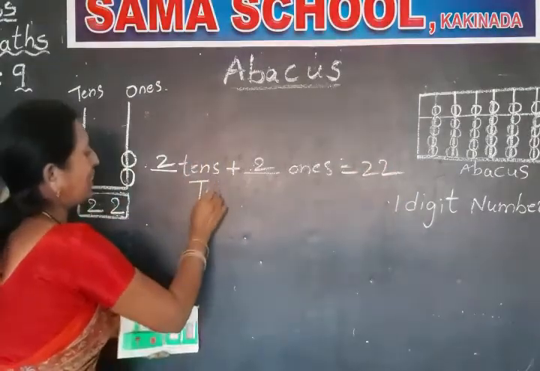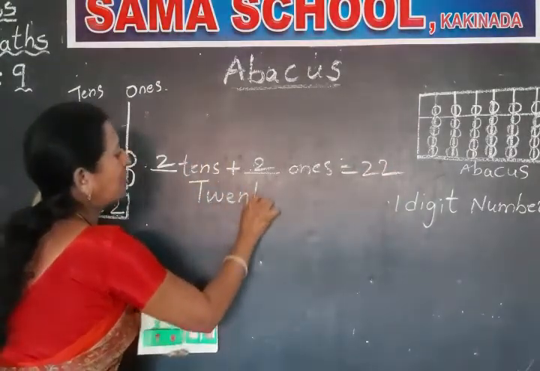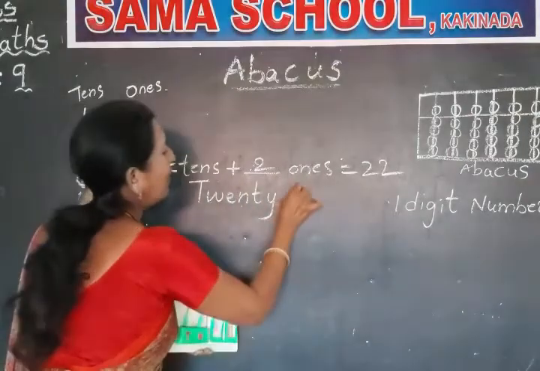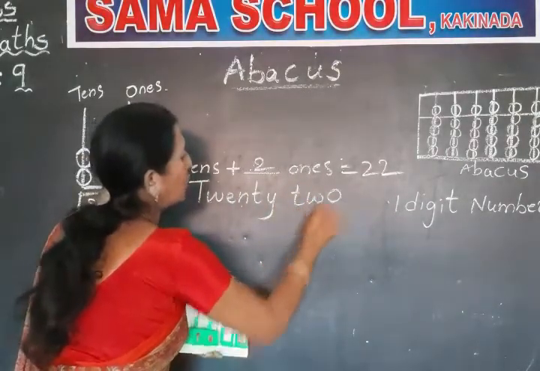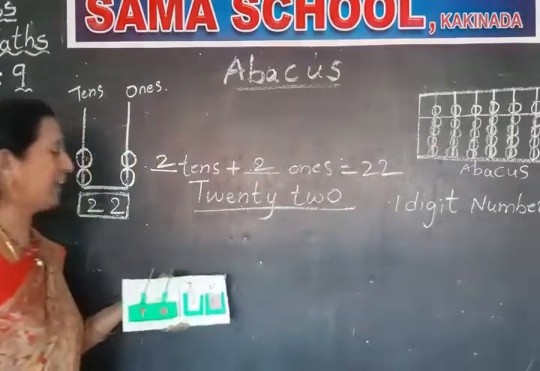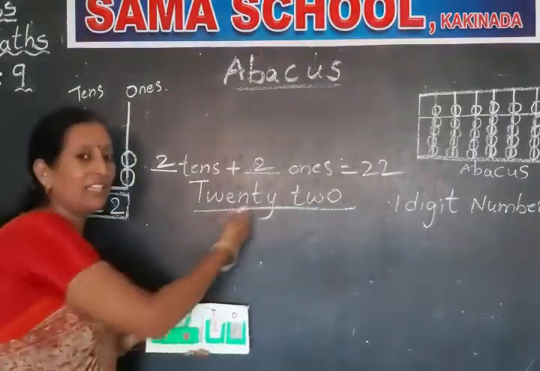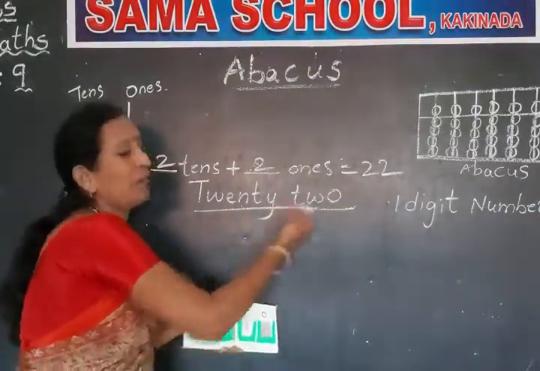Twenty, T-W-E-N-T-Y, 20. Two, T-W-O, 2. Twenty-two, 22.